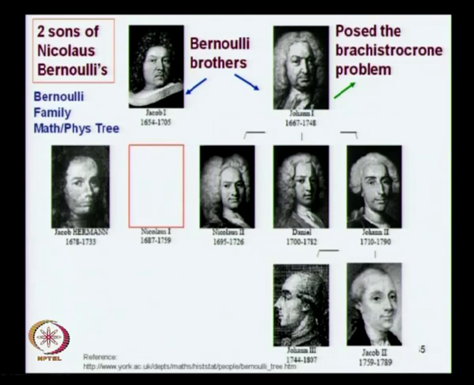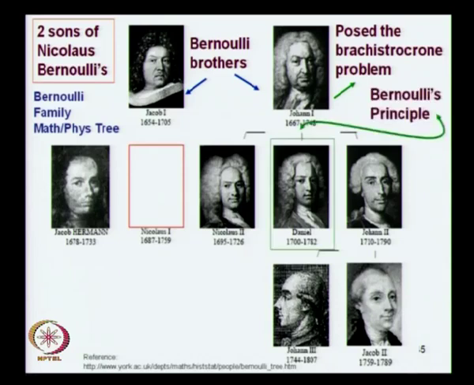So, there are several Bernoullis, a few Jacobs and a few Johanns, and Johann I is the one who posed the famous Brachistochrone problem to Isaac Newton, and Newton was of course able to solve it. So, he was brilliant enough to be able to challenge Newton with a problem, but the Bernoulli's principle that we are talking about is after Daniel Bernoulli, who was the son of Johann I.